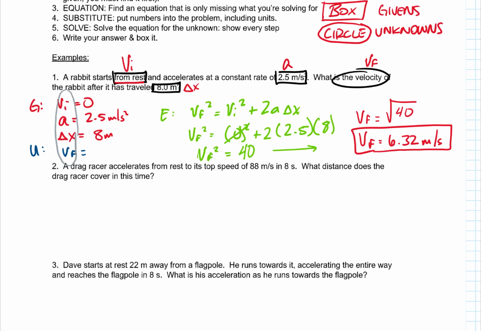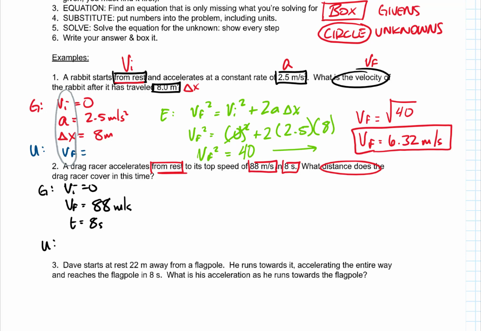A drag racer accelerates from rest to its top speed of 88 meters per second in 8 seconds. What distance does the drag racer cover? So from rest tells me that the initial velocity is 0. The final velocity, the top speed, is 88 meters per second, and it takes 8 seconds. So the things that I don't know are the acceleration and the displacement.